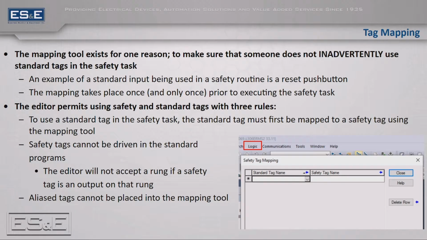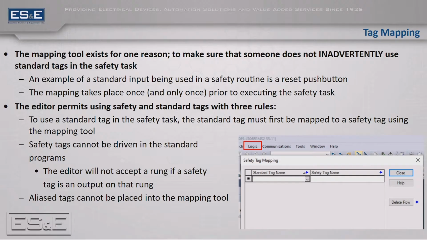So if you need to reset your system, the reset does not need to be safety rated. So you can have a physical reset push button located somewhere within your control system or on a remote panel, or you can have a HMI push button that is not a safety tag that you want to reference in your standard program to reset things in the standard program as well as your safety. In order to make that functionality happen, you need to map that standard information into the safety program. The standard tags cannot drive any of the safety outputs, but if you do need to reference any of the safety inputs in your standard program, you can do that direction.